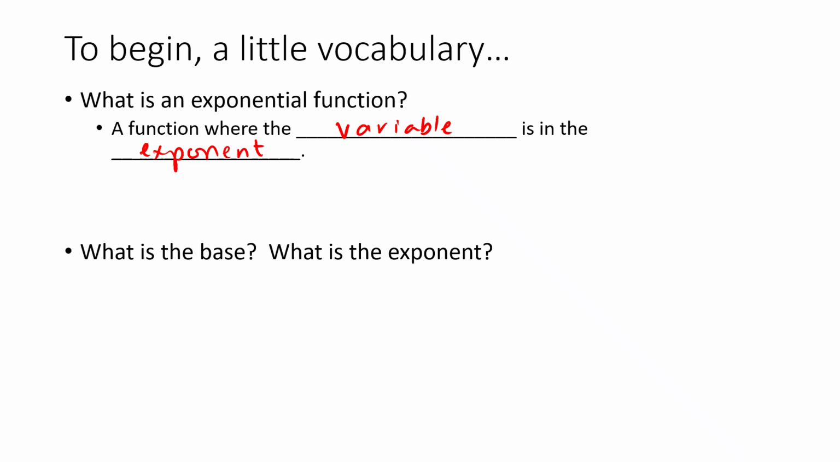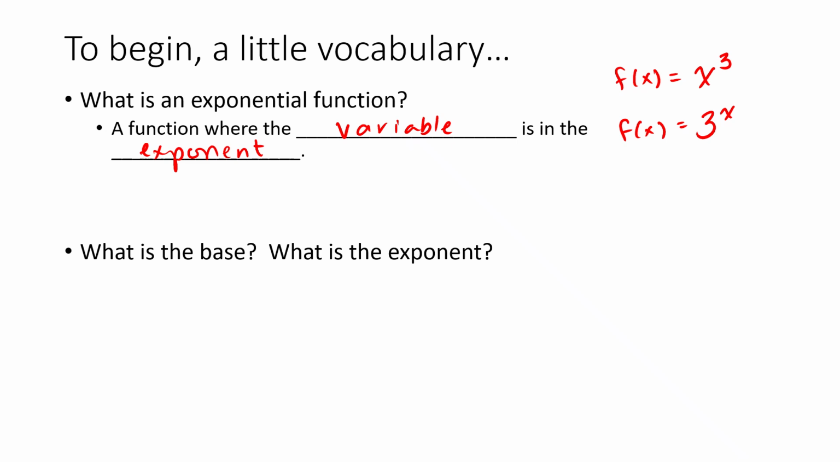Okay, and so just for contrast, you might have a polynomial function, say x to the third, that would be a cubic, and our variable is in the base and the exponent is a 3. An exponential, by contrast, would be this, where the variable is now in the exponent.